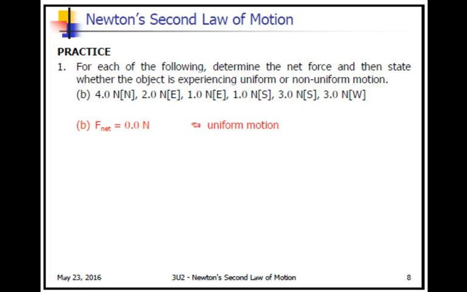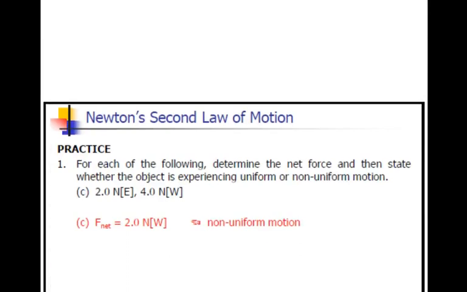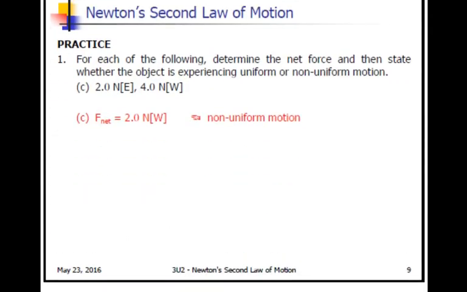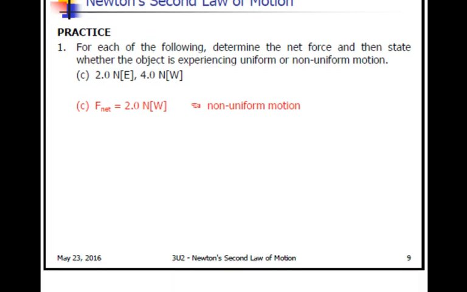If the object had a constant velocity, it would continue moving at that constant velocity. If the object was not moving, it would continue to not be moving. Another one here, we have 2 east plus 4 west. Well, 4 west, if we take that as positive and the 2 east as negative, we would end up with positive 2 as our solution, and that would be 2.0 newtons west. That would be non-uniform motion.